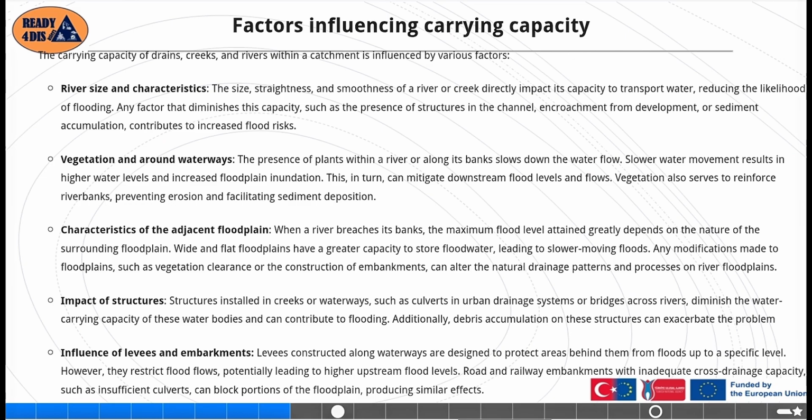Changes to these areas, like clearing vegetation or building embankments, may disrupt natural drainage. Man-made structures such as culverts and bridges can limit flow capacity, especially when debris collects around them. Finally, levees and embankments are built to protect areas from floods, but they can trap floodwaters and cause higher water levels upstream if not properly designed.